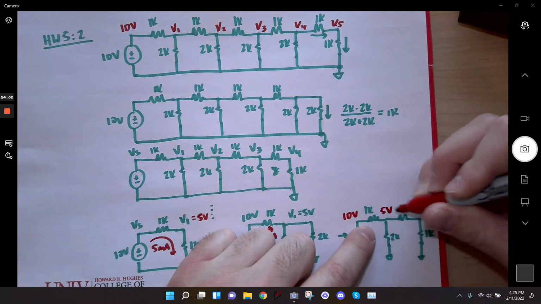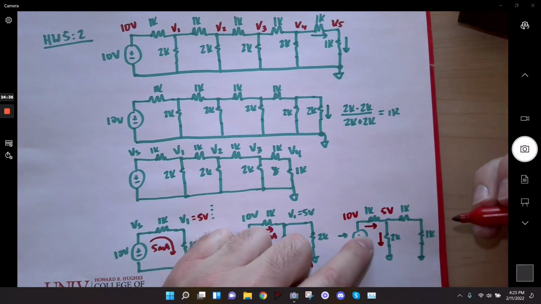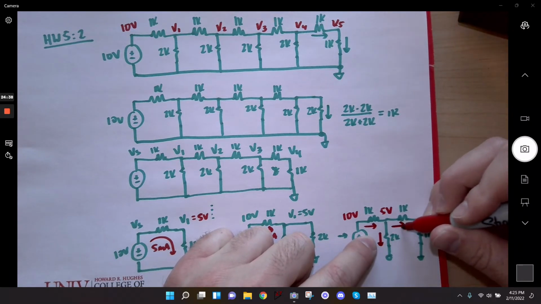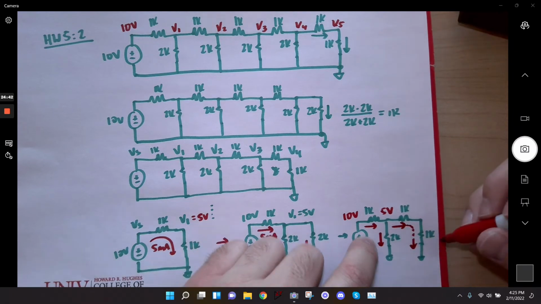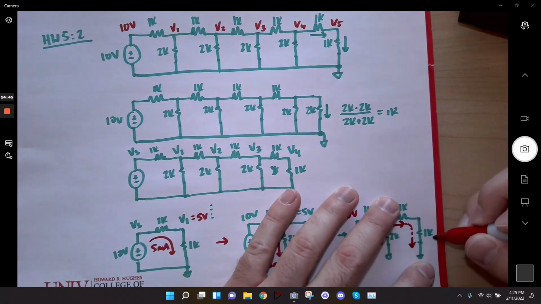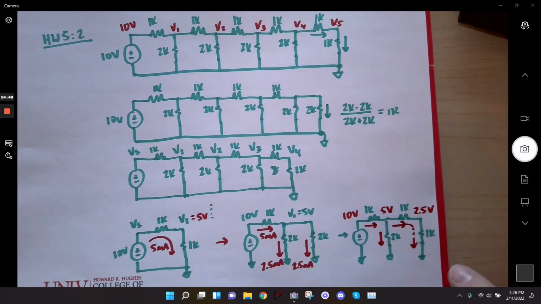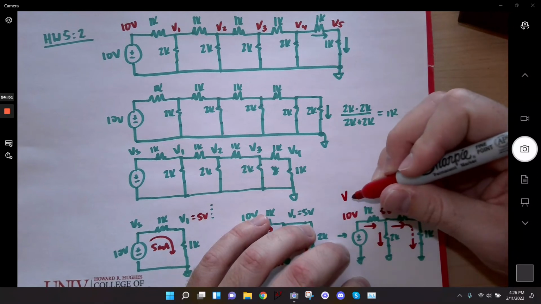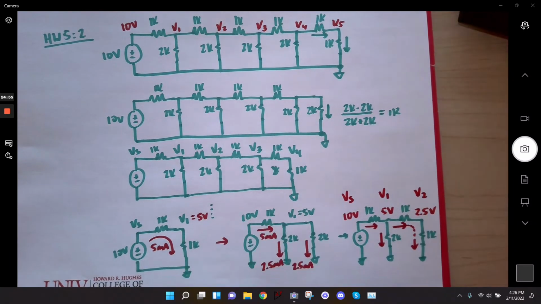We found this to be 5 volts. We know that this current was 5 milliamps. We know that this current was 2.5 milliamps, and the other 2.5 flows this way, right? So that 2.5 flows down through this 1K, and then we can go, 2.5 milliamps times 1K gives me 2.5 volts up here. And so now I found, I don't know if I call this Vs or V0, we found V1, and we found V2, and then we keep going with this process, right?